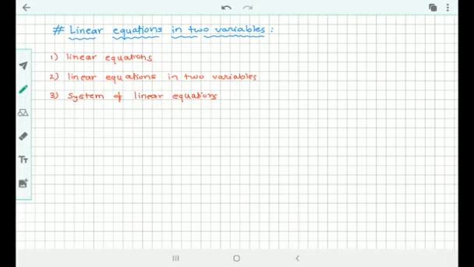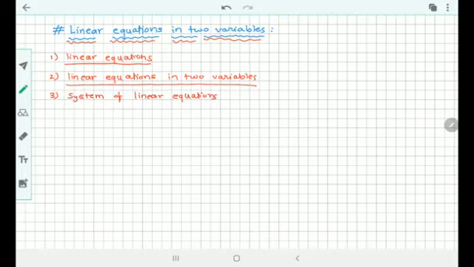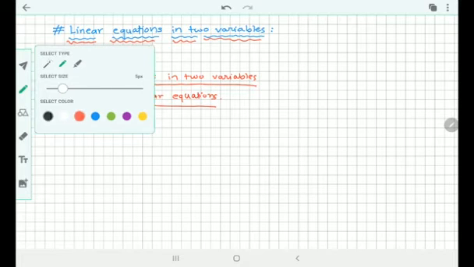So first of all, I welcome you all to this Love Maths session number 1. In this session, we will be learning linear equations in two variables. Yes, you heard correctly. This session will teach you, first of all, what a linear equation is. Then, what exactly we mean by a linear equation in two variables. At the same time, the important part for 10th standard is system of linear equations. So let us begin today's session.